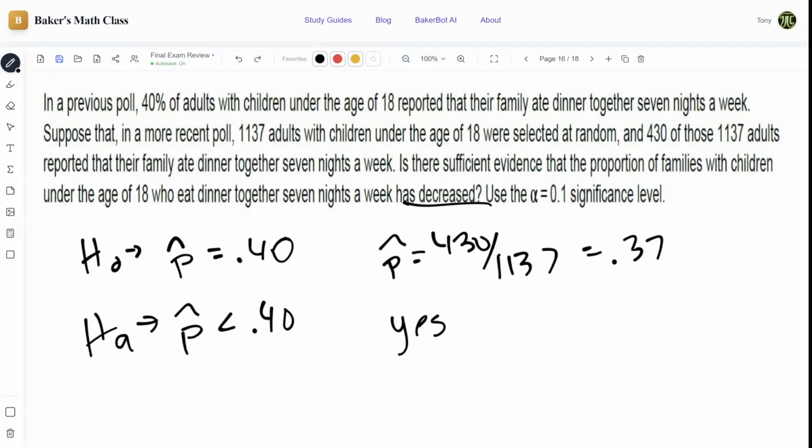I haven't totally finished grading everybody's tests, but the way this question is worded, it doesn't ask whether I rejected or failed to reject my null hypothesis. It asks, is there sufficient evidence? So say, yes, there's sufficient evidence that the percent has decreased. That's fine. Don't say fail to reject. I will take off points for that. Okay?